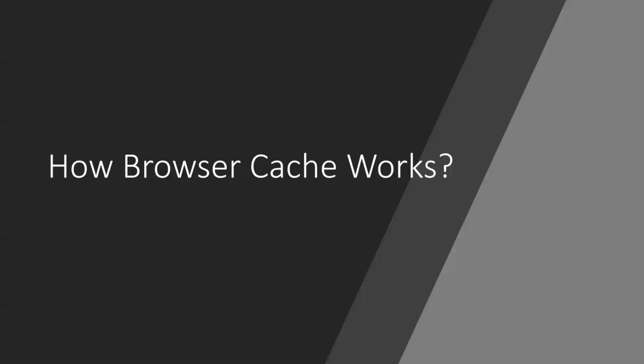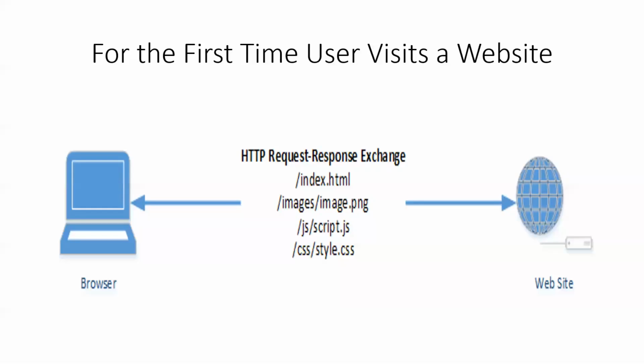Hi all. Today we'll learn something about how browser cache works. The first time a user visits a website, he will send a URL request and receive a response of HTML, images, script files, and CSS files. So for the first time, he will get everything from the server, and the load time would be a bit higher.